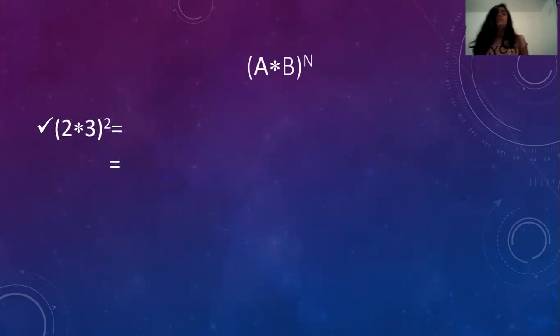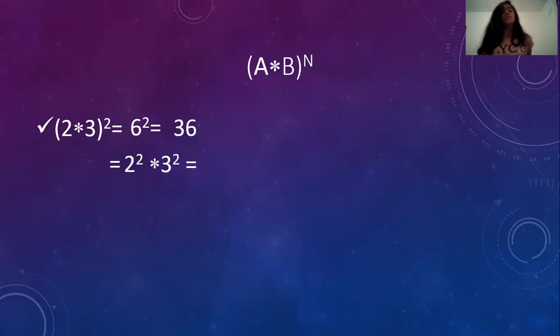Now this formula, it is really hard, I know. But trust me, when you get to learn, it's going to be much easier. So here we have 2 times 3 to the second power. This will be equal to 6 to the second power, as 2 times 3 is 6. This will be equal to 36. But we can also write it as 2 to the second power times 3 to the second power, which will be 4 times 9. It's going to be equal to 36.